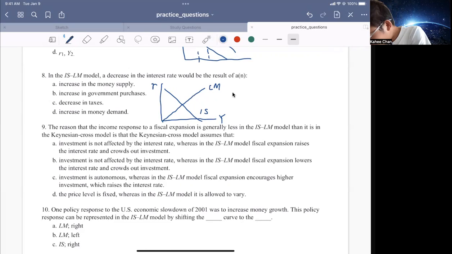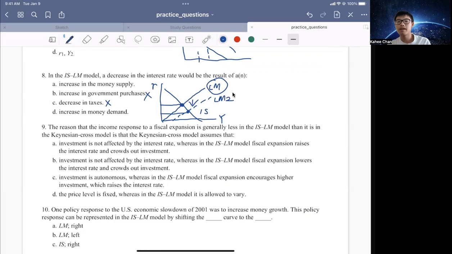So when there's a decrease in interest rate, what curve does it affect? It affects the LM curve, right? So this is LM2. We can see a decrease in interest rate in this case. Taxes and government spending are only affecting the IS curve. So C is not correct, B is not correct, right?